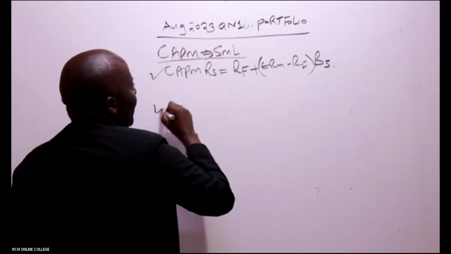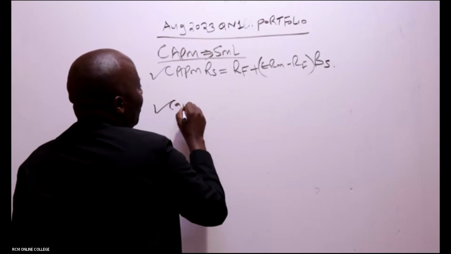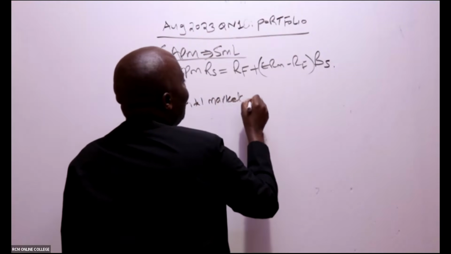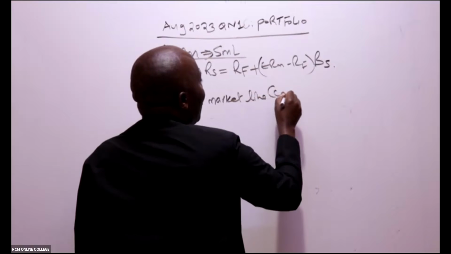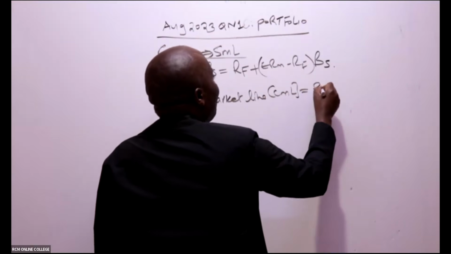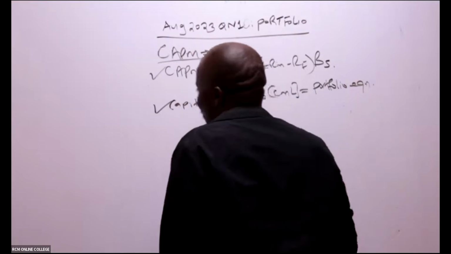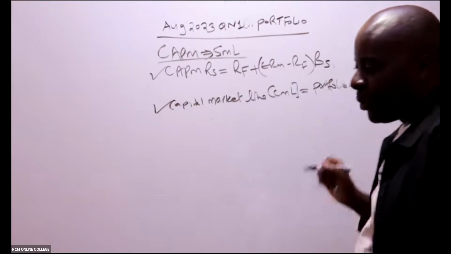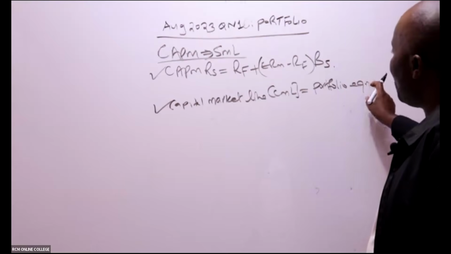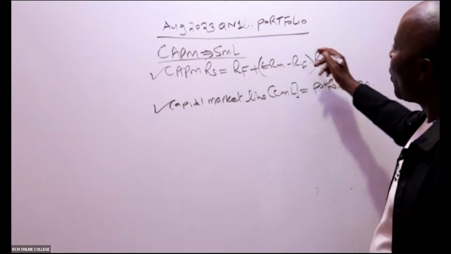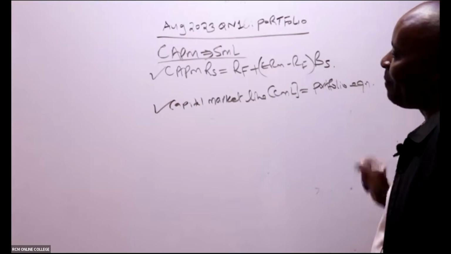And now we have what we are calling the capital market line. The capital market line, which is my CML, is also known as the portfolio equation. Here we normally use standard deviation to measure risk. Remember, in CAPM we are using the beta factor.